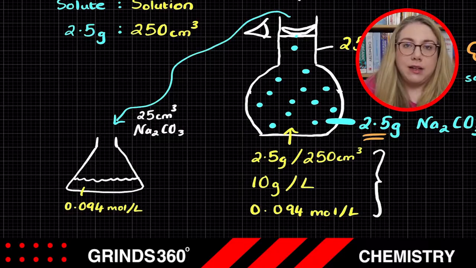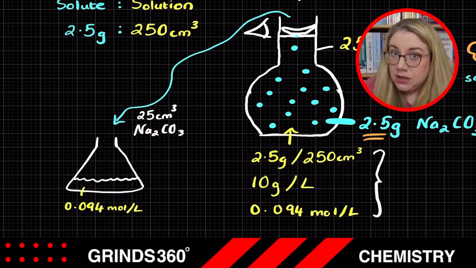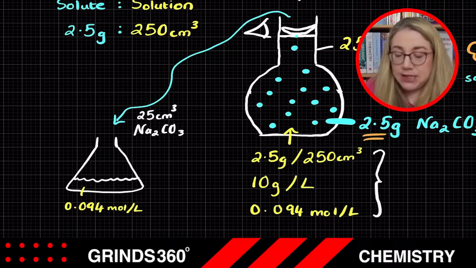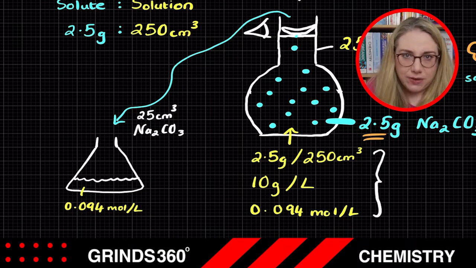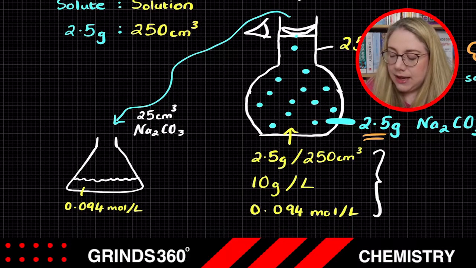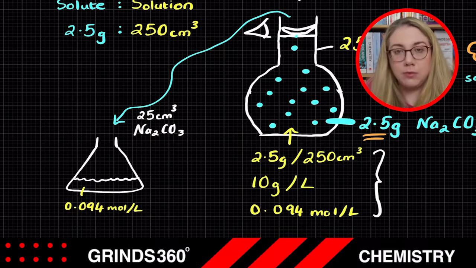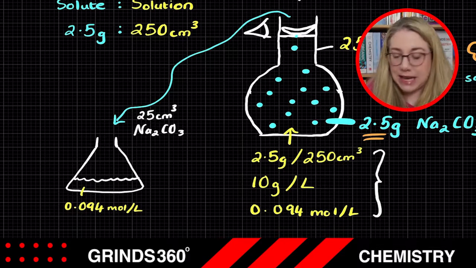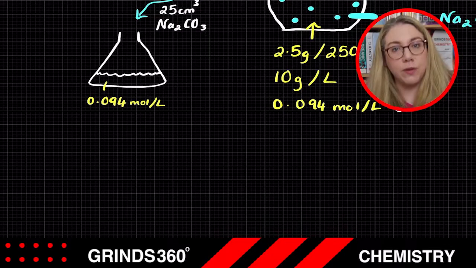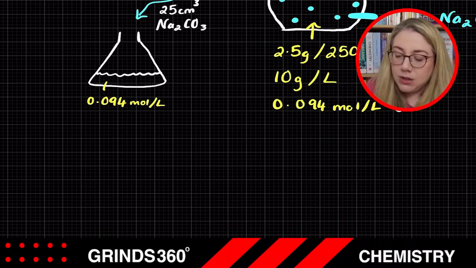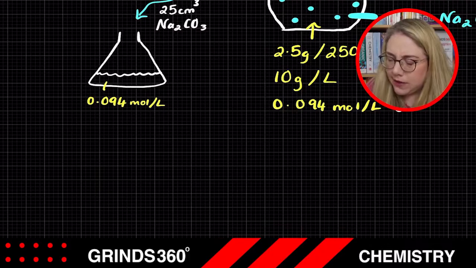Now, inside that conical flask, there isn't 0.094 moles of sodium carbonate. It isn't 2.5 grams, because you're only taking a very small amount of it and putting it into the conical flask. You're taking a tenth of it basically. So inside there, if I want to figure out the total number of moles that went into that conical flask, because that's what you need for your reaction, we're following moles through this. I want to know exactly how many moles we put into that flask.